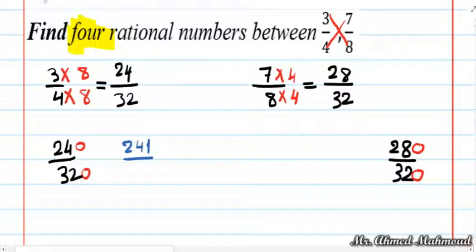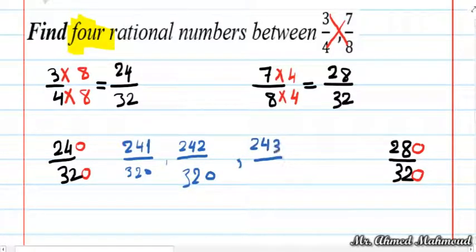241 over 320, 242 over 320. Note, I'm using the same denominator. 243 over 320 and 244 over 320. You can use any numbers between 240 and 280.